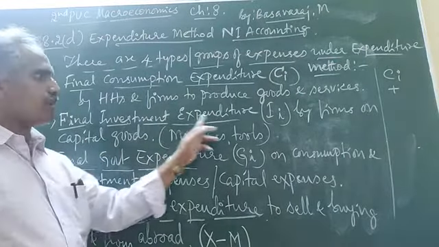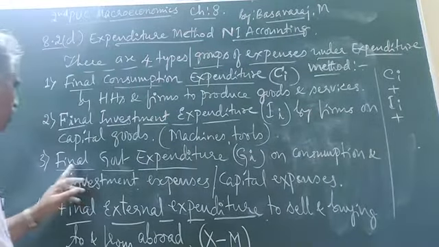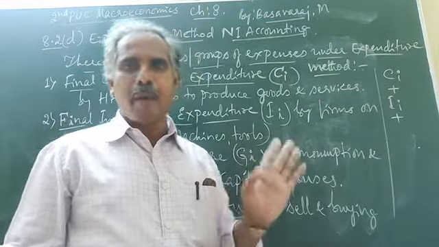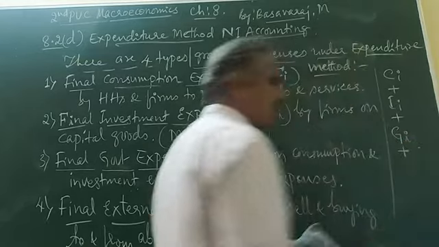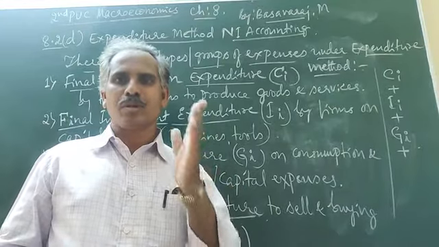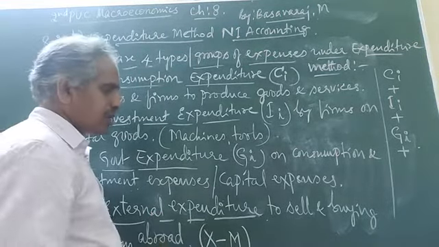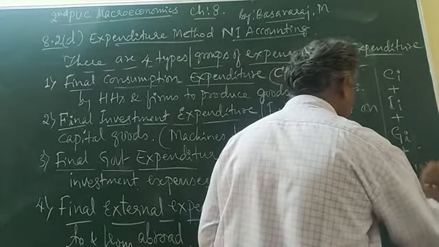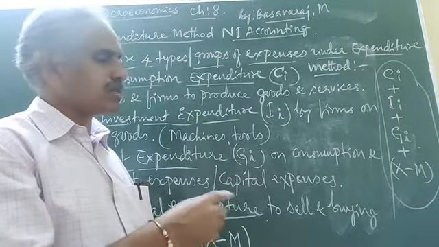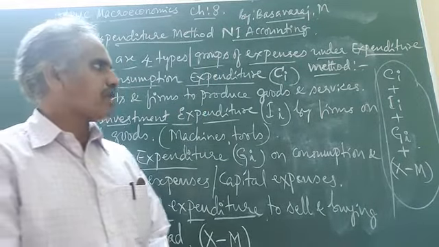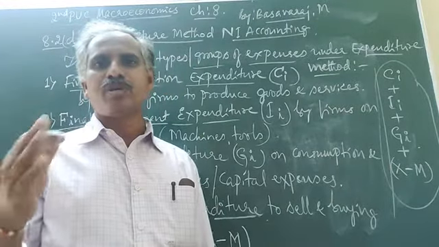CI plus the final investment expenditure, that is II, plus the final government expenditure made on consumables, capital goods and investment goods, called GI, plus the expenditure made on buying and selling of foreign goods in the foreign market, nothing but exports and imports expenditures, under the final external expenditure, X minus M. Together we have the national income accounting as CI plus II plus GI plus X minus M. Simply, CIGX minus M is the formula to calculate the national income or GDP under the expenditure method.